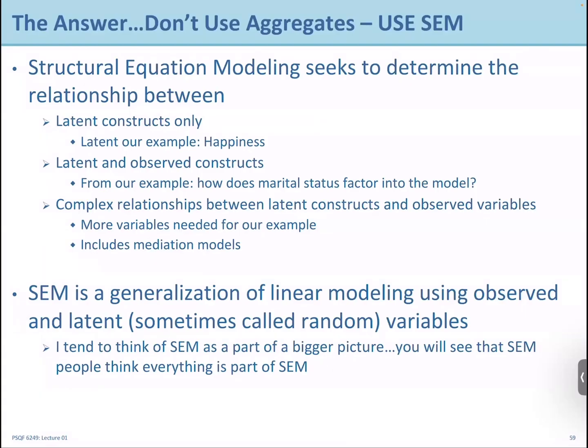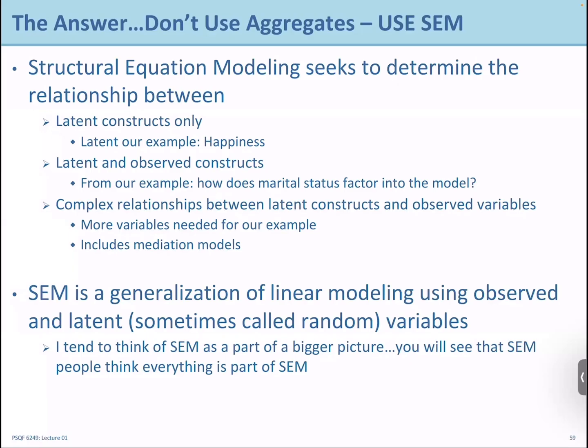The answer, though, is not aggregate. Don't sum things up. Structural equation modeling is the methodology that tries to address this, right? You can use structural equation modeling to see the relationship between latent constructs. So maybe we have multiple measures of happiness. How do they relate together? We could use it to talk about how latent and observed constructs come together. How does marital status factor into the model? It can also give you more complex relationships, like mediational models or other ways that you can look at values.